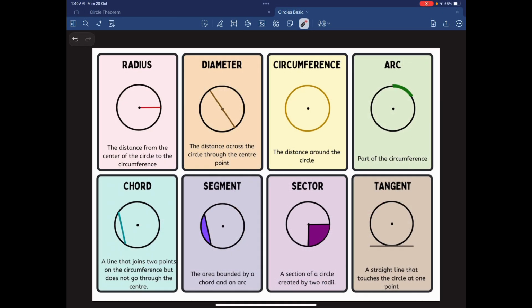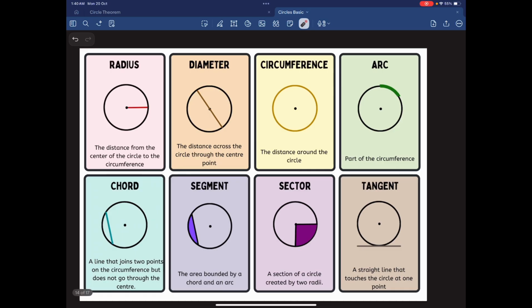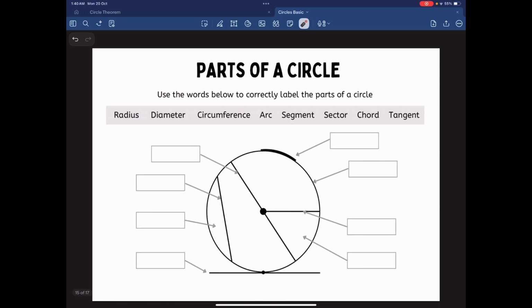Now let's test your knowledge. I've added a worksheet with a diagram of a circle, and your challenge is to label all the parts. Pause the video now and fill in the boxes. Once you're ready, press play again, and then you can check your answers against the answer key.